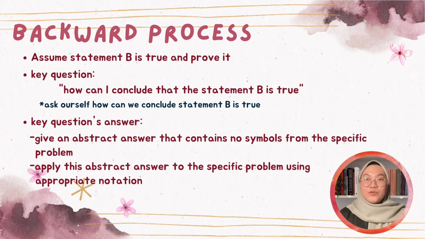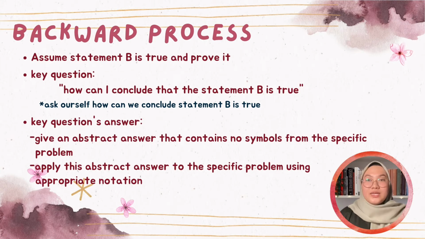Okay, next we move to the backward process. In the backward process, the main point is that we need to assume B is true, and for sure we must prove it. Basically, the backward process will be used when statement A does not give any information to prove that the statement is true. So the first key question in the backward process is: how can I conclude that statement B is true? From here, we need to ask ourselves how we can conclude statement B is true.